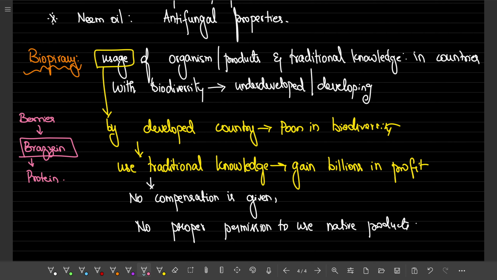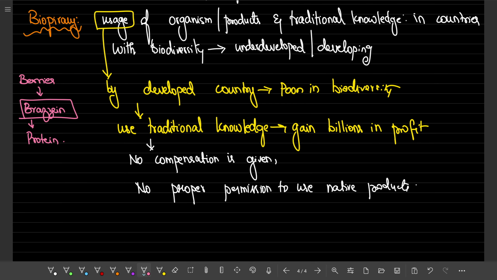They extracted this sweet chemical, made corn syrup and sold it as a sweetener for diabetic patients because it is a protein, which means it won't increase the glycemic index, glucose won't increase, but the sweet taste is still there. Billions of dollars. But the native people who have been using the same berry for sweetening their food, did they get anything? No. If they didn't have that knowledge, this company wouldn't have gotten to know it. So that is biopiracy, where a country is using another country's resources without properly paying them any compensation. With this, the lesson is over.